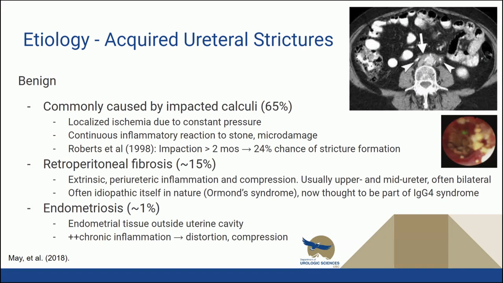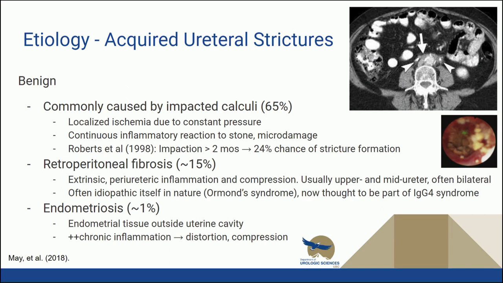So keeping that in mind, the majority of these benign ureteral strictures are caused by impacted stones. There was a classic study by Roberts et al. in 1998, which demonstrated stone impaction for greater than or equal to 2 months was associated with a 24% chance of developing a ureteral stricture at the site of the stone impaction.